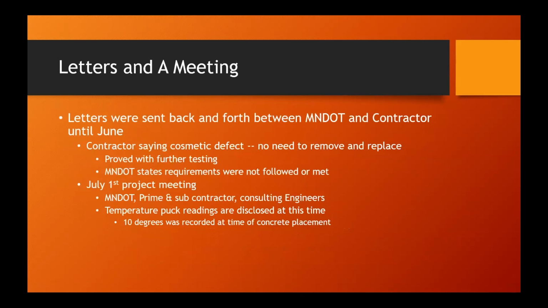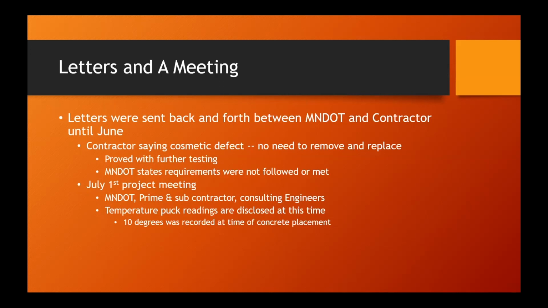So letters and meetings back and forth between MnDOT and the contractor until June. So we're 5 months later. Contractor keeps implying that it's cosmetic. There's no need to remove and replace. It was proved further by testing by a third party on the contractor side that it was good concrete. MnDOT states requirements were not followed or met for cold weather concreting.